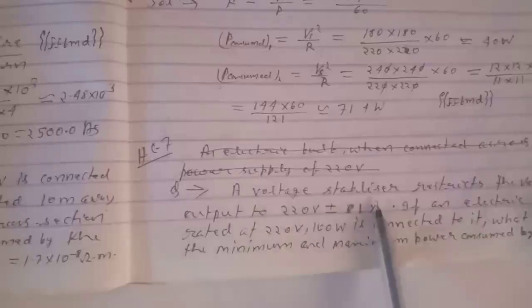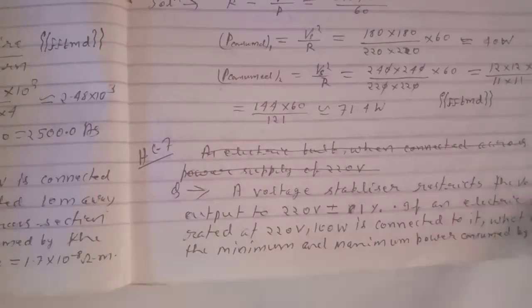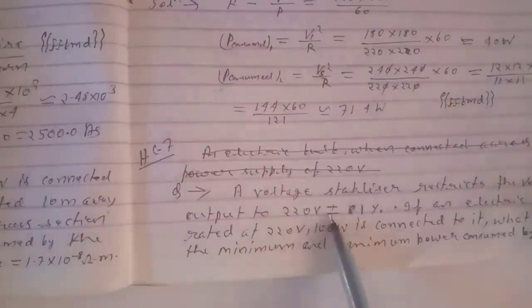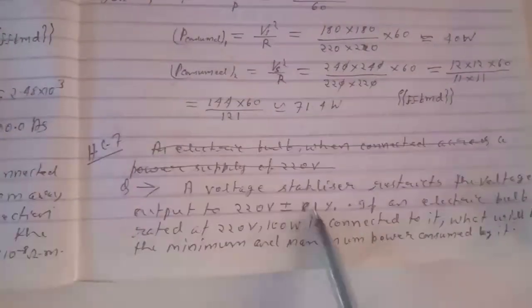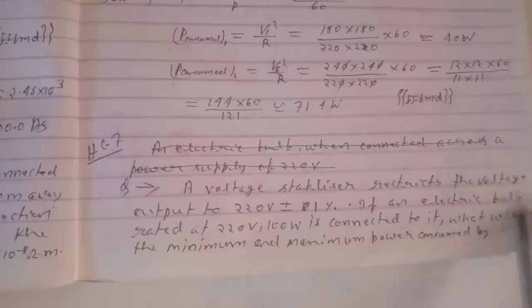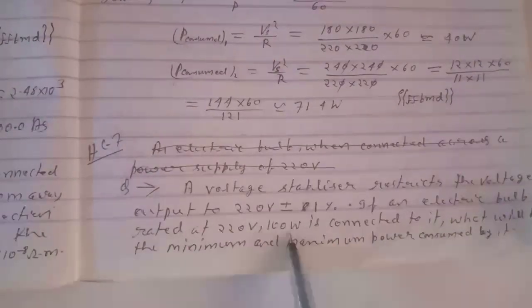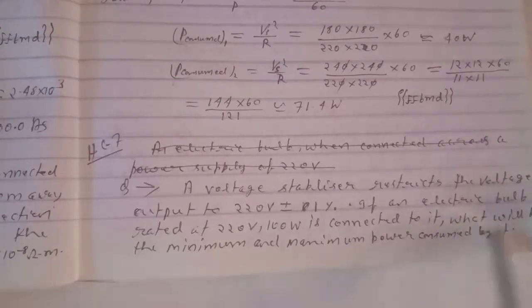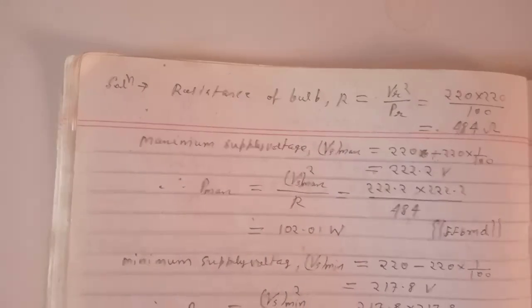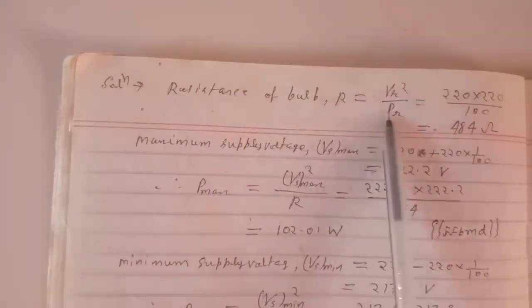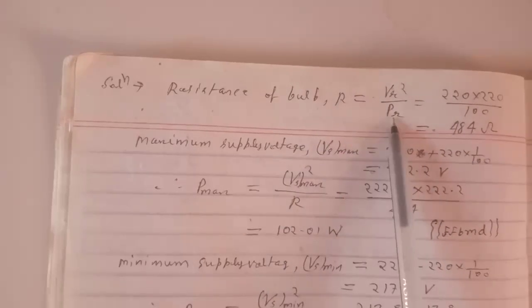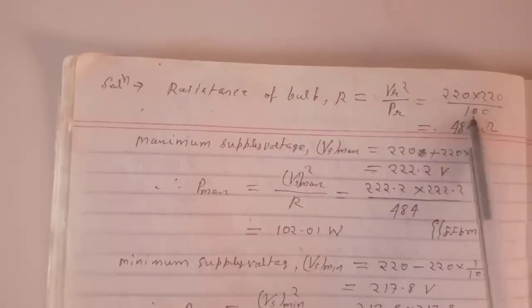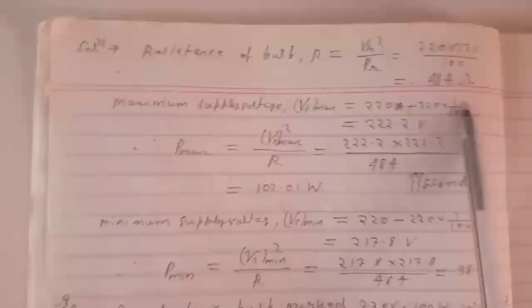Next question. A voltage stabilizer restricts the voltage output to 220 volt plus minus 1%. If an electric bulb rated at 220 volt 100 watt is connected to it, what will be the minimum and maximum power consumed by it? Now resistance of bulb R equals V rated square by P rated, that is 220 into 220 by 100 equal to 484 ohm.